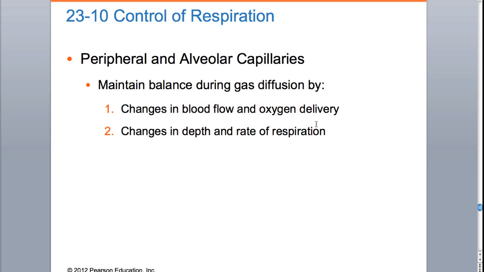Changes in blood flow, oxygen delivery, depth, and rate of respiration. Again, you see something similar to what the heart can do. The heart can only do two things. The heart can beat faster or beat stronger. The lungs can only do what? Breathe faster, breathe deeper. Same story. Okay, so we can either do blood flow changes, oxygen delivery changes, or affect the depth and rate of breathing.